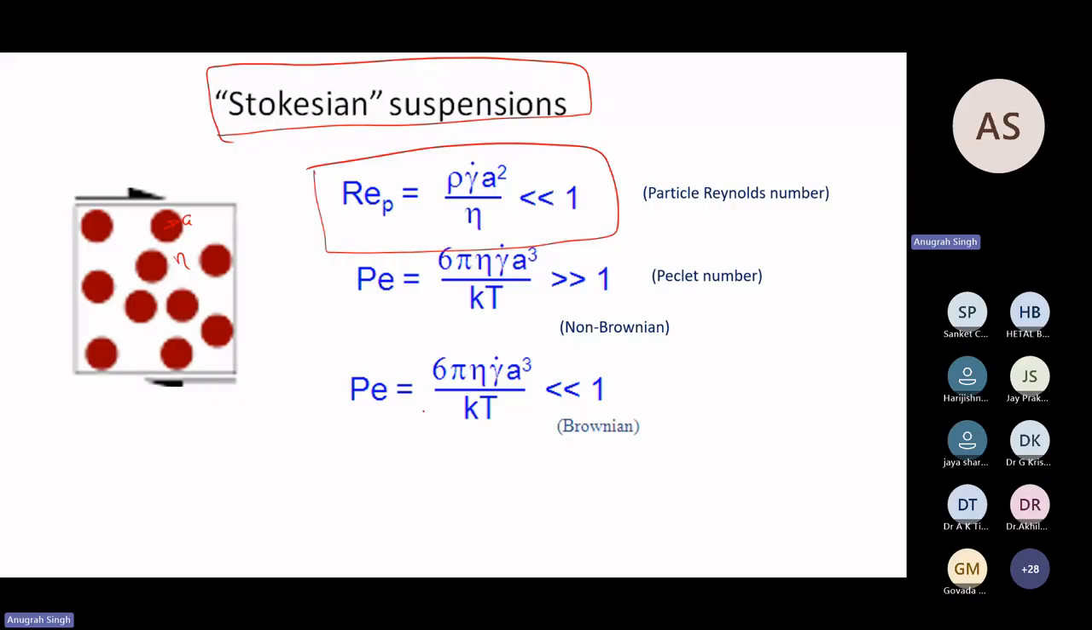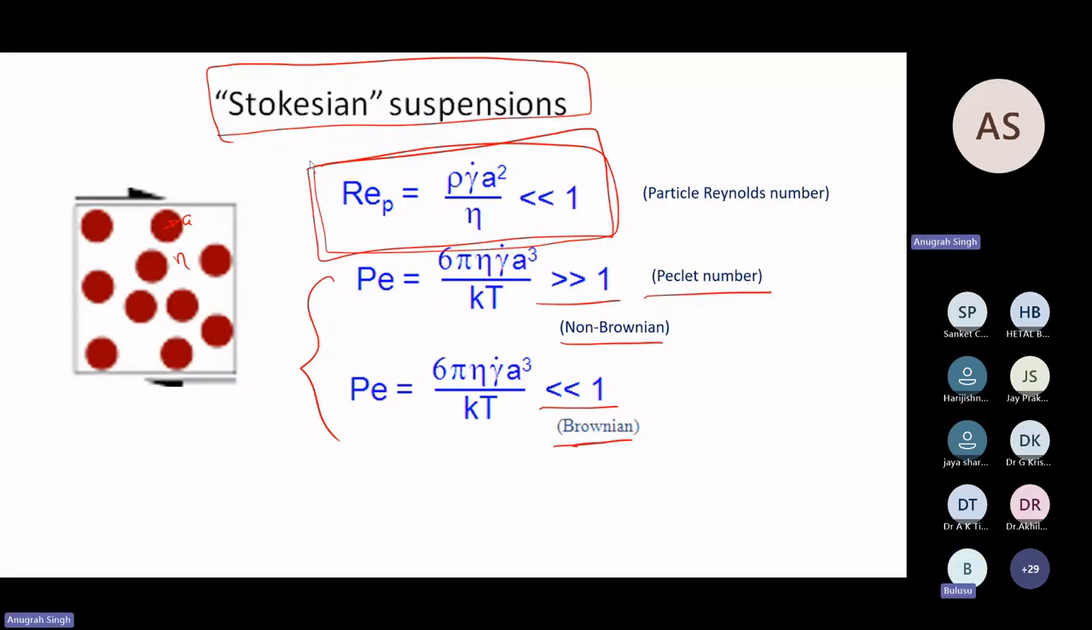Then there is the Peclet number. Again, a Stokesian suspension can be Brownian or non-Brownian. The Peclet number is the ratio of convective to diffusive transport, or momentum diffusivity to thermal diffusivity, which for a single particle is kT by 6 pi mu a. And the momentum scale is gamma dot a squared. So this is the Peclet number. If it is much larger than 1, it is non-Brownian. If it is much less than 1, it is Brownian. So there is no limitation on this. You can have any Peclet number, but the limitation is that the Reynolds number should be much less than 1.